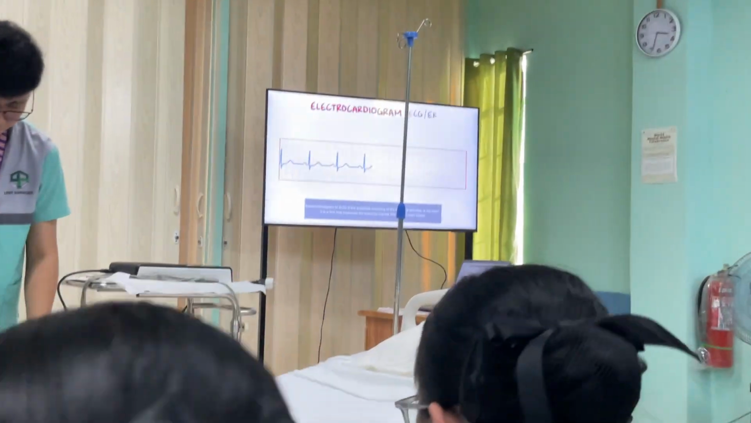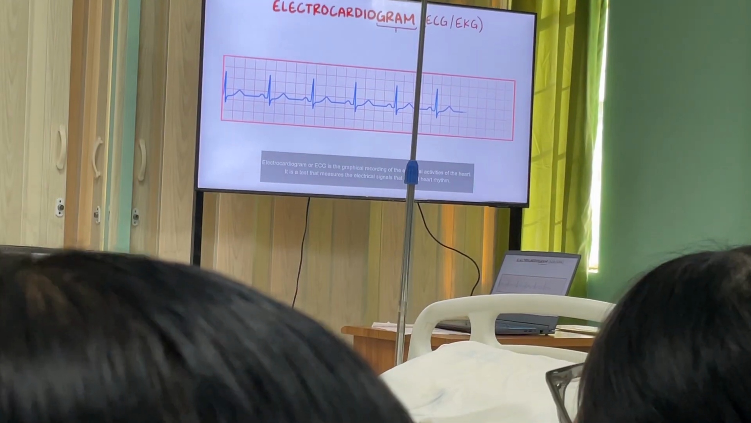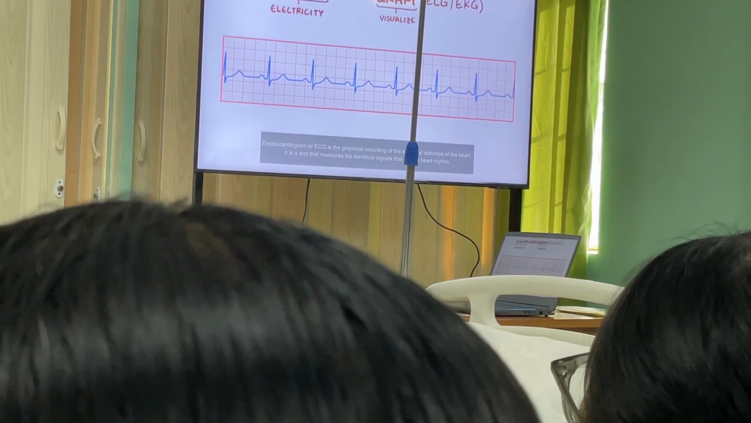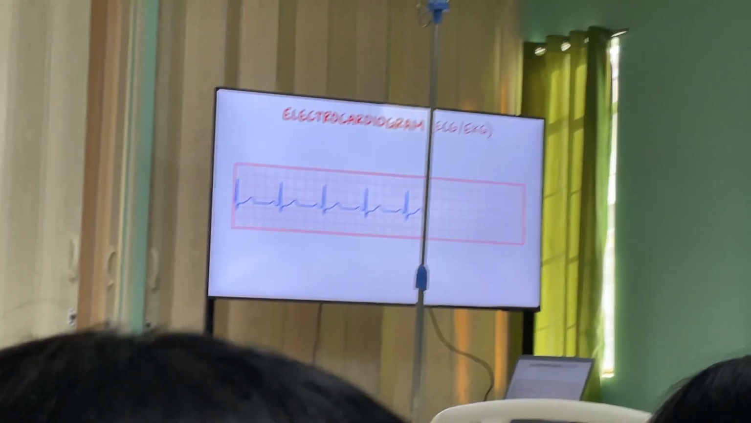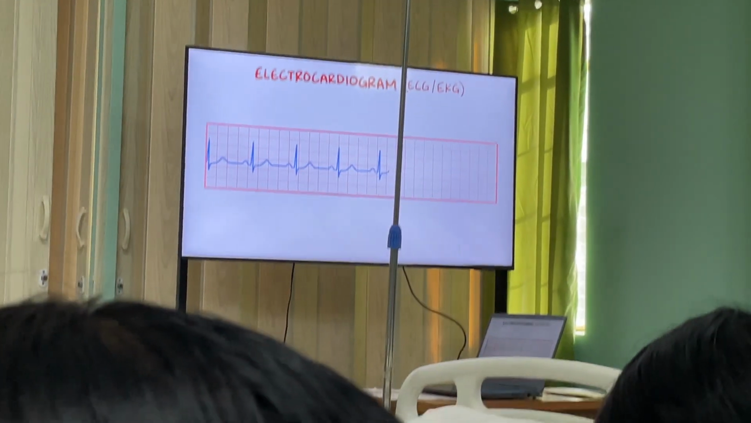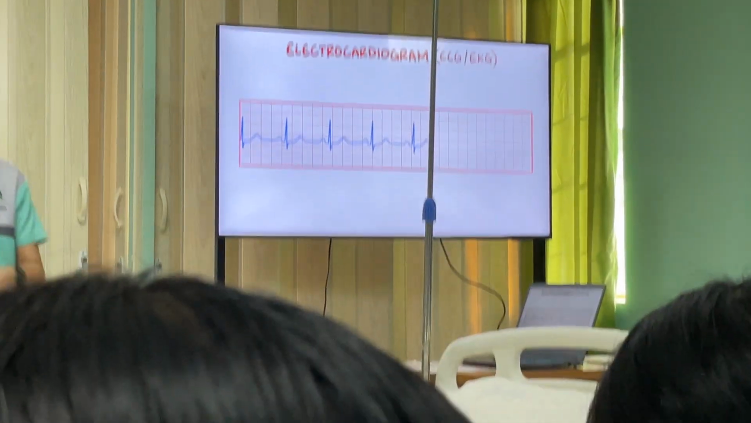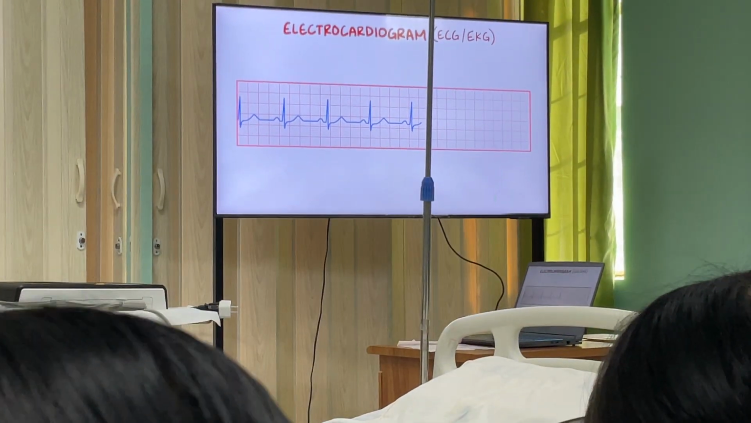ECG is the graphical recording of the electrical activities of the heart. It is a test that measures the electrical signals that control heart rhythm. This test measures how electrical impulses move through the heart muscles as it contracts and relaxes. The electrocardiogram translates the heart's electrical activity into line tracings on paper.